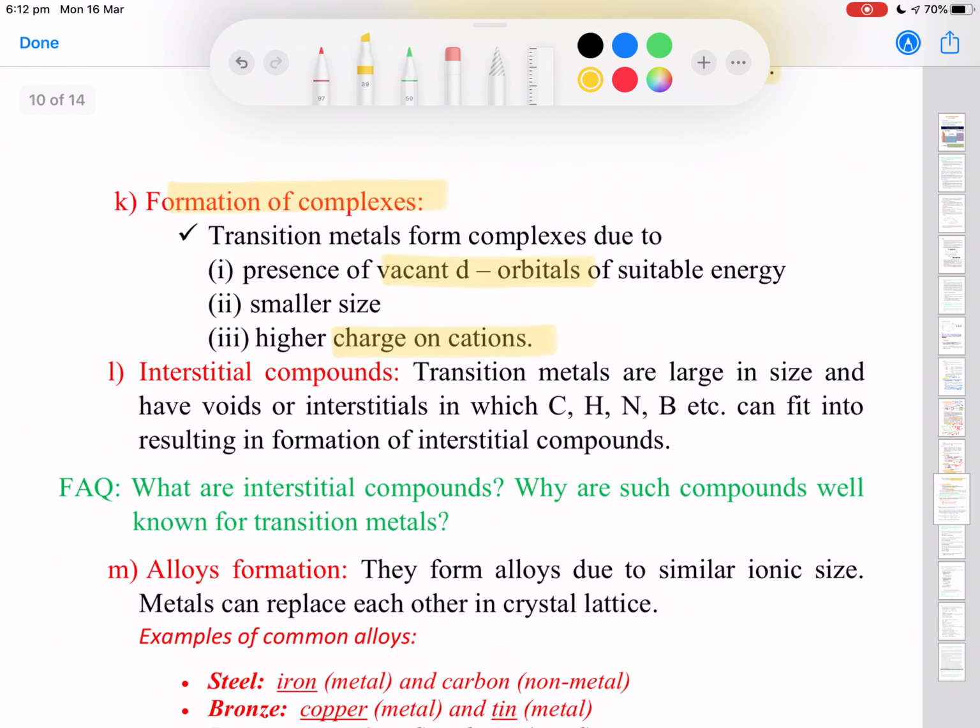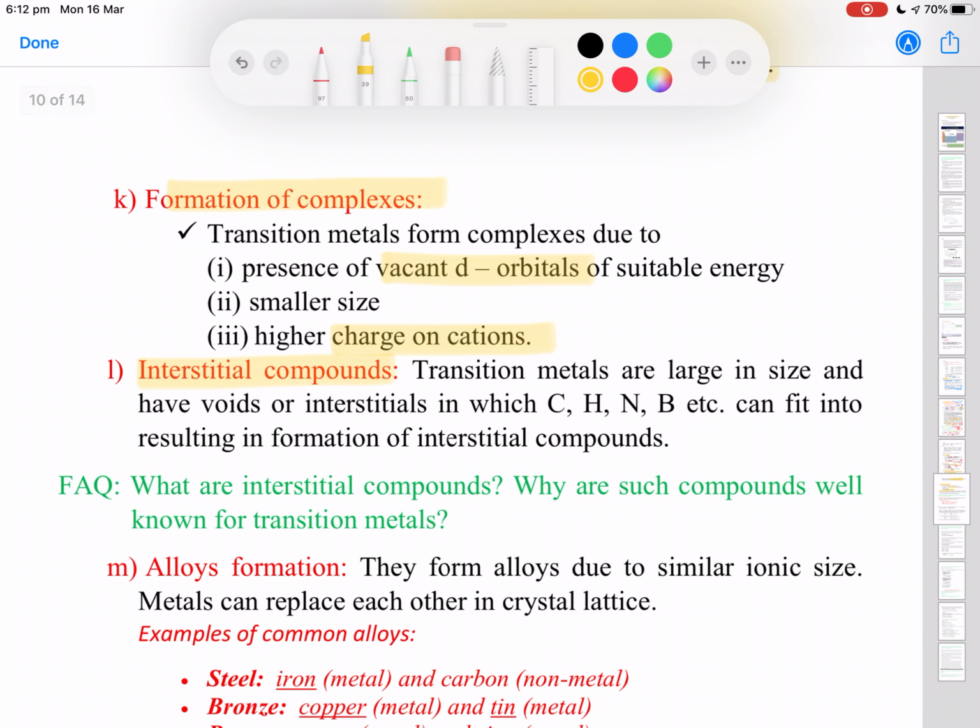They also have an ability to form interstitial compounds. So that's another board question. I have written FAQ for you. Transition metals possess large size, we have just now discussed. So they have some voids or gaps in their structure. Thus small elements like carbon, hydrogen, nitrogen and boron can fit into their lattice sites, resulting in the formation of interstitial compounds. So basically it is because of the presence of voids.